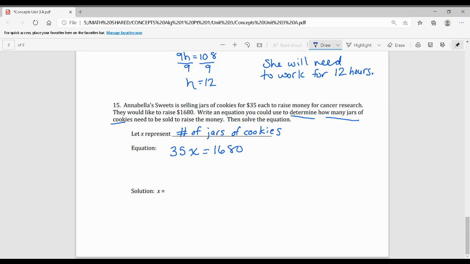All right. What did we get? Louder? 48. All righty. I hear that among most people, and that is correct, right? We're going to undo this by dividing, like many of you said. So X equals 48. And what does that mean? That means that I'll need to sell 48 jars of cookies. Exactly.